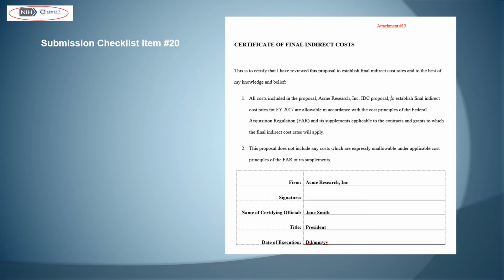Item number 20 is only if this IDC submission checklist is for your final actual cost. Typically, you would submit a proposal mid-year for what you project your cost to be. After the end of the year, you must submit your actual cost in a proposal.